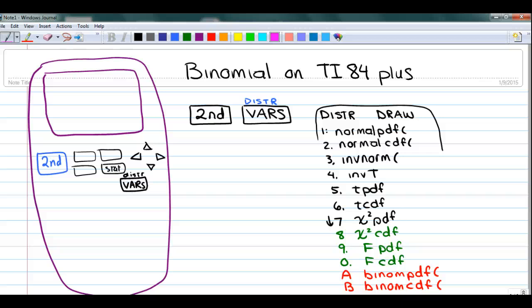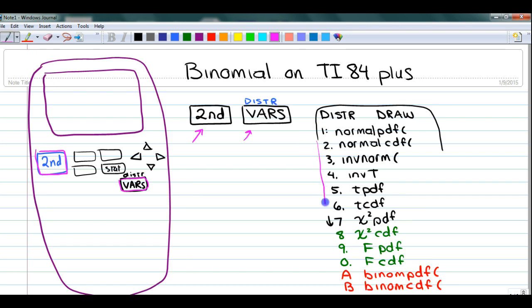Welcome to Binomial on the TI-84 Plus, and these are pretty much the same for TI-83, any comparable calculator. I want you to start out and press that second key, and then find the VARS key. It has DISTR. We want to press those two, and you should get this screen.